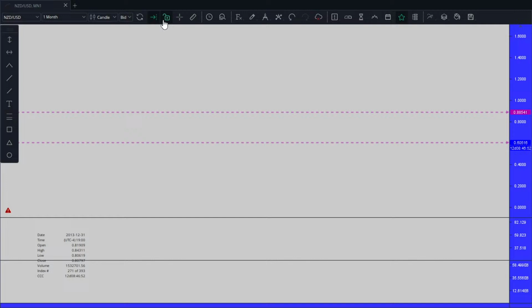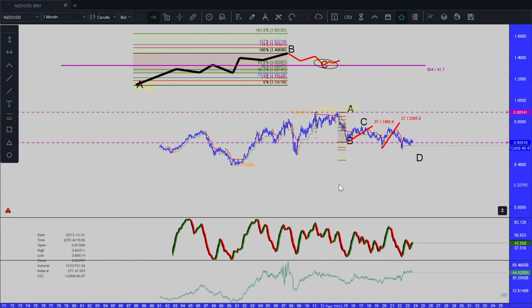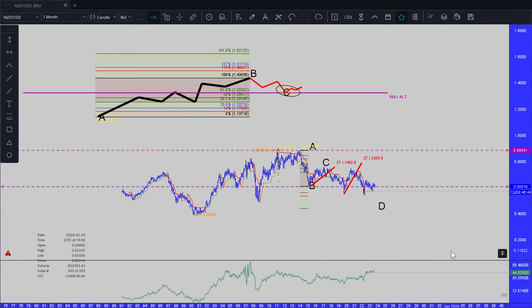Where are we? We lost the data. There you go. All right, everybody.